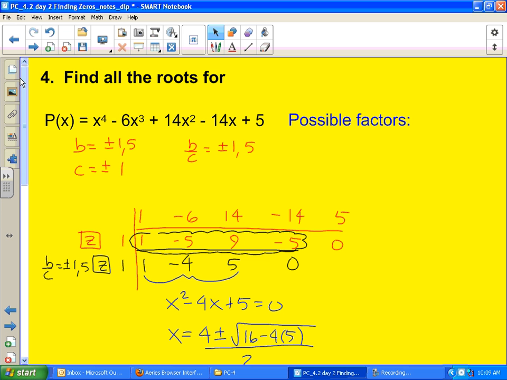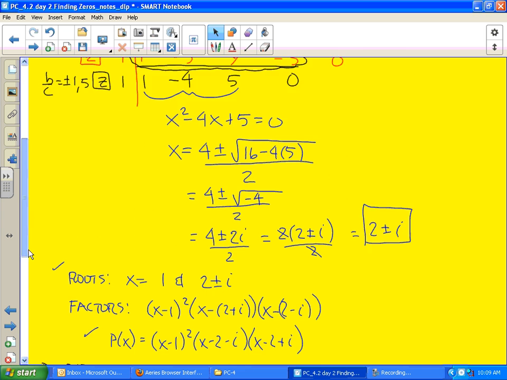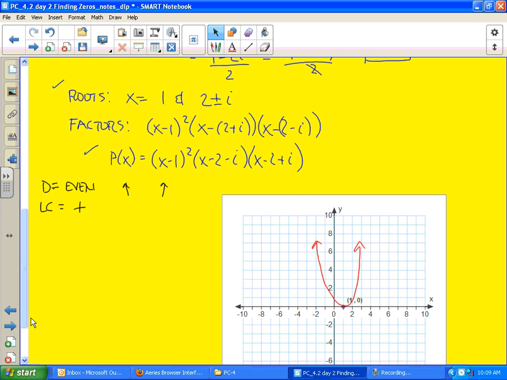Yes, David? We're just, instead of writing it with parentheses for the 2 plus i, just write it with parentheses. Like this?